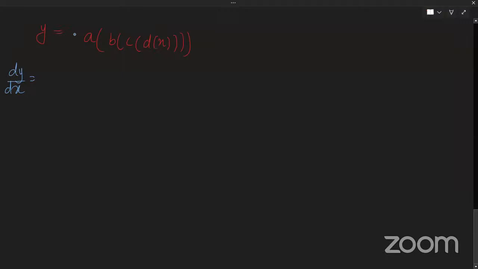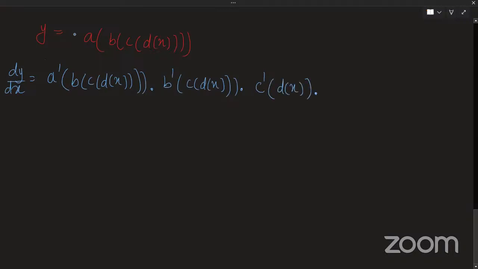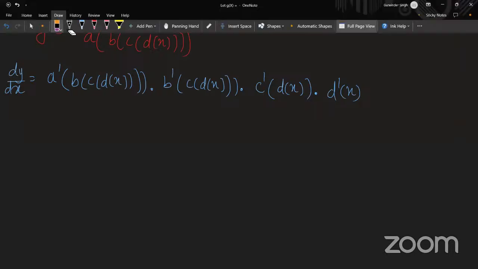A dash into b of c of d of x, after that, into b dash c of d of x, great, into c dash of d of x, into d dash x. Yes, everyone agrees? Yeah, this is correct.